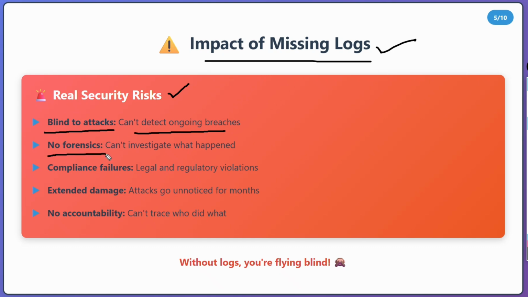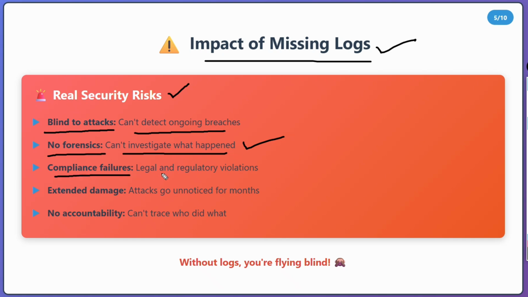The second point is no forensics, meaning we cannot investigate what happened. This is why you need logs: to reconstruct the timeline and understand what went wrong and when it went wrong. Instead of guessing blindly, it is better to have logs for forensics.